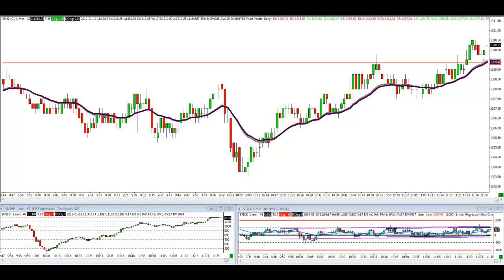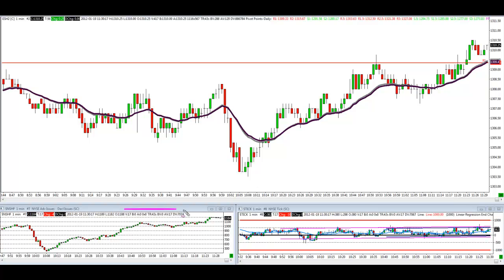Let's take a look at a 1-minute chart on the S&P 500 for January 19th, 2012. This morning there have been a number of divergences and the internals are questionable to say the least. Let's take a look at what's happened on the advanced decline line, the New York Stock Exchange advancing issues.